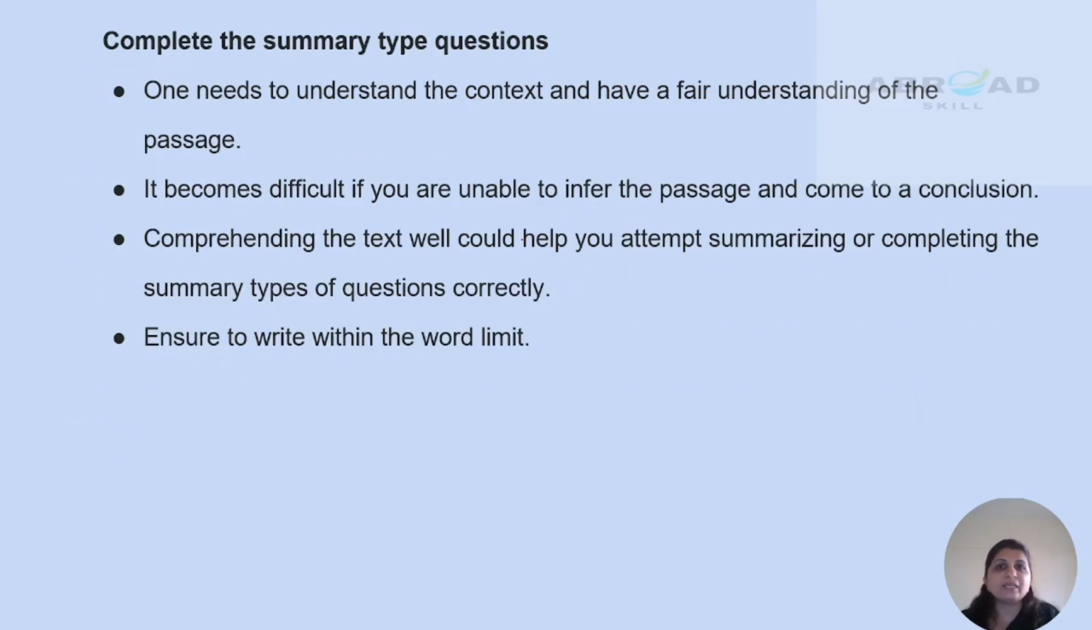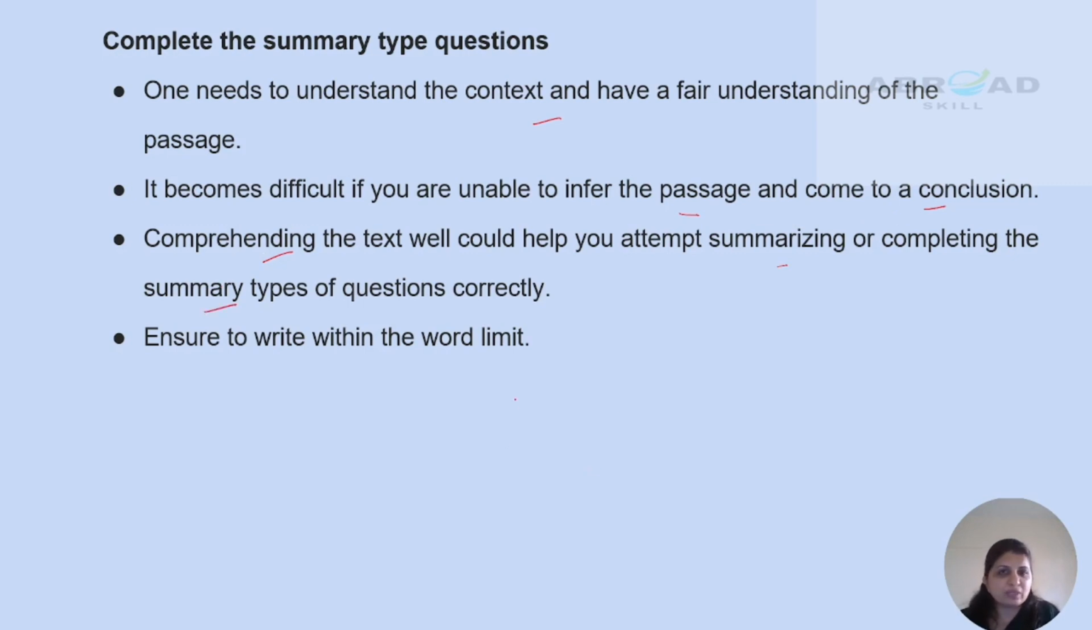The next type is complete the summary type of questions, wherein one needs to understand the context and have a fair idea about it. So it might become difficult if you are not able to understand the passage and come to the conclusion what the passage is talking about. So you need to comprehend the passage. That means you need to understand the passage. You need to summarize it. This will help you to complete the summary of the passage, right?